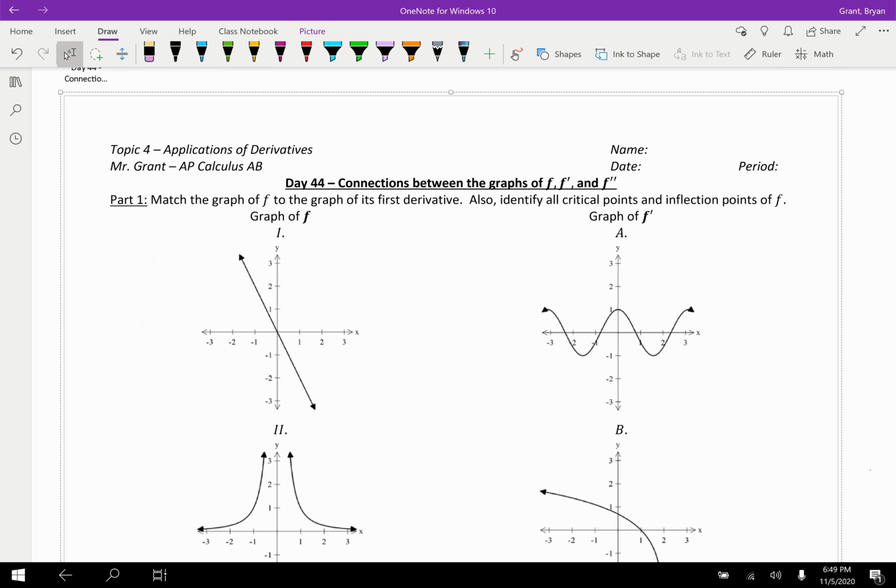Welcome to day 44. This says connections between the graphs of f prime and f double prime. You might remember we're in the middle of topic 4, applications of derivatives, right now in our AP Calculus AB course. And last class was really all about using f prime and f double prime to create the graph of f. But we should remember that calculus always talks about gnawing, right?